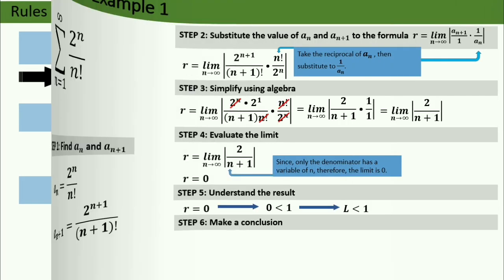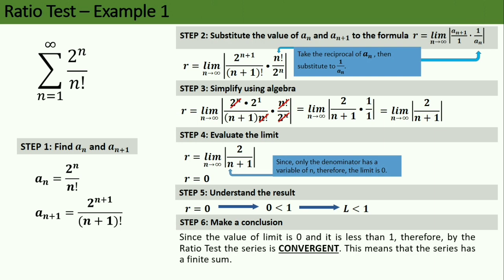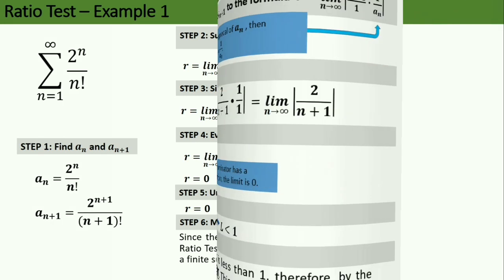So our conclusion is, since the value of limit is 0 and it is less than 1, therefore by the ratio test, the series is convergent. This means that the series has a finite sum. So ang series nato nga 2 to the power of n all over n factorial as n is equal to 1 is convergent. So next, our example number 2.